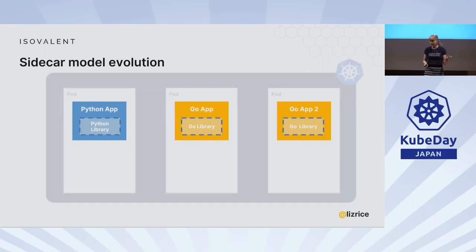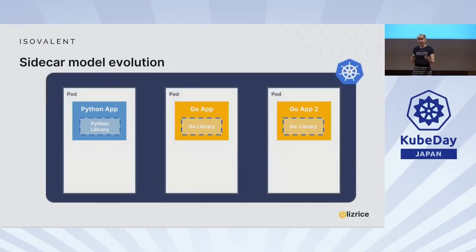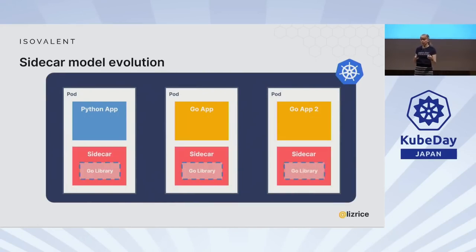When we moved to containers, we no longer have to use the same language as our programming language. We can put that common code into containers and run the same container in every pod. So every pod is instrumented in the same way. That container is a sidecar container. We call this the sidecar model. And it's been widely used for logging and tracing and security tooling and service mesh.